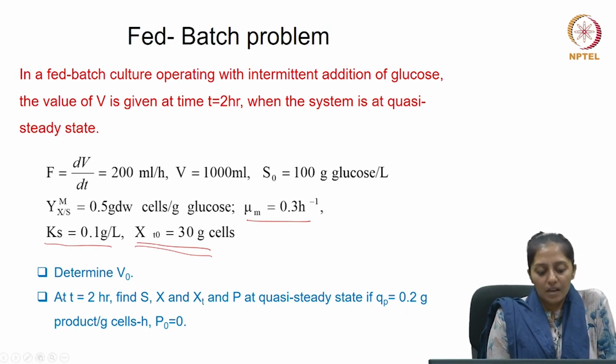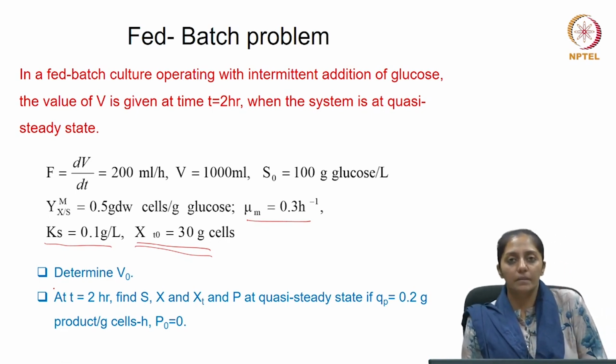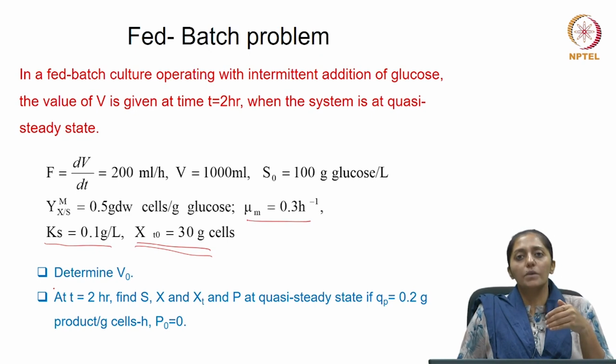So let's see what is being asked. Let's take the first part, determine the V naught. Which means we need to determine what was the volume when the quasi steady state had started, which means before 2 hours.